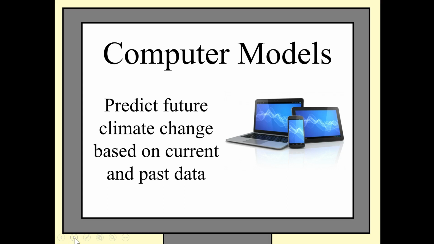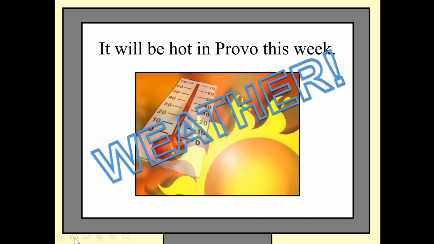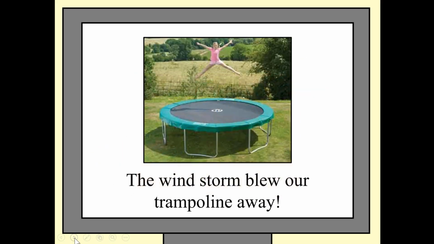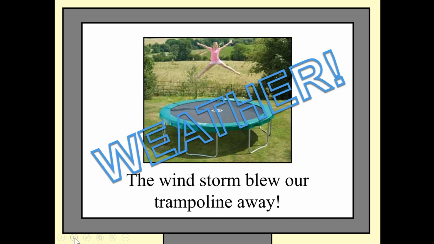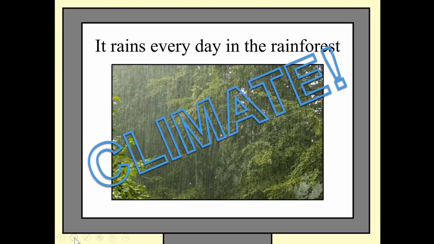So let's have a little quiz. If I say it will be hot in Provo this week, is that climate or weather? All right, let's go to the next one. The storm blew away our trampoline. What is this? Weather. It rains every day in the rainforest. Climate.